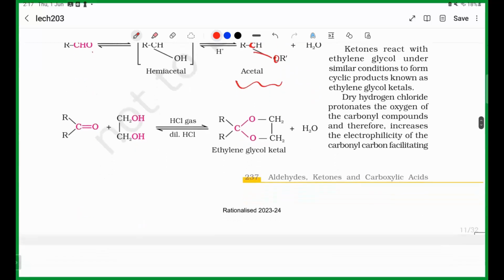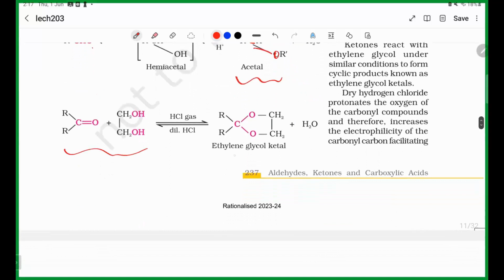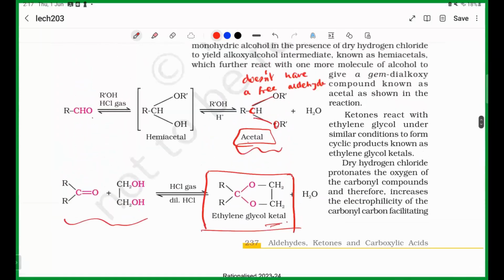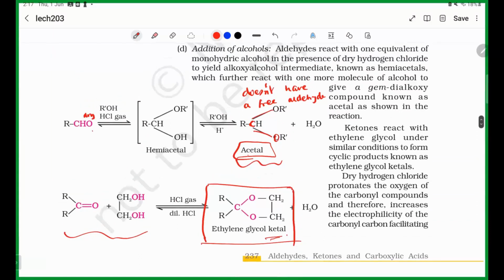So similarly, ketones react with ethylene glycol to form a ketal. This is a very important reaction again. This ketal, just like you have an acetal here, you have a ketal here. Acetal is because this is an aldehyde. This is a ketone, so this is a ketal. One must remember that even though they're given HCl gas, the important part is that this should be dry HCl gas.